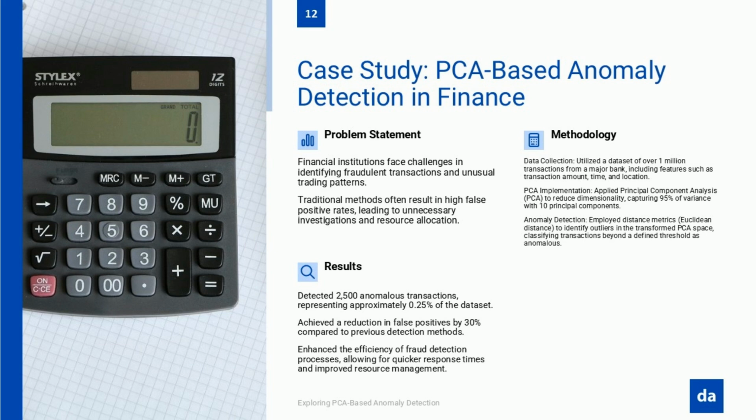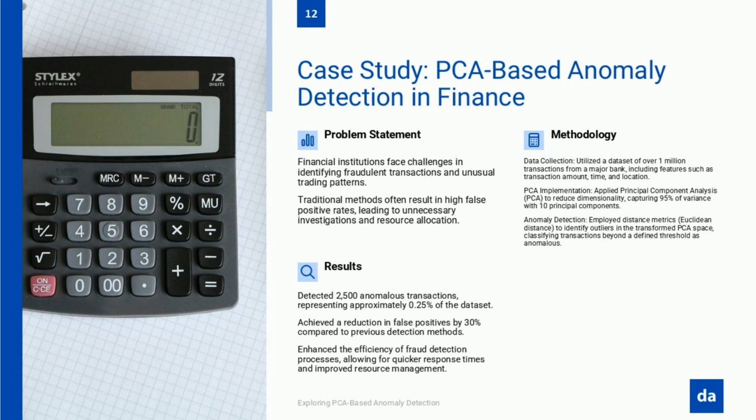In this case study, PCA was used to detect fraudulent transactions in a dataset containing over 1 million banking transactions from a major financial institution. Each transaction had multiple features, including transaction amount, location, time, frequency, and account activity history. The challenge was that fraudulent transactions were rare, less than 0.25% of the dataset, making traditional supervised learning methods less effective due to an extreme imbalance between normal and fraudulent cases.